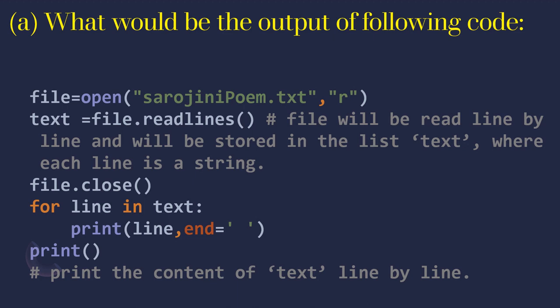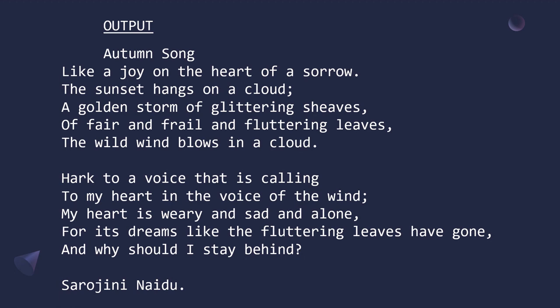Now the file is closed. Now with a for loop, the text is printed line by line. That means for line in text, print line, then there is one more print after the for loop. So what this for loop will do is print the content of text line by line. That means we'll get the output like this. As you can see, the output is like this. That means the content of the file is read line by line and it is printed.